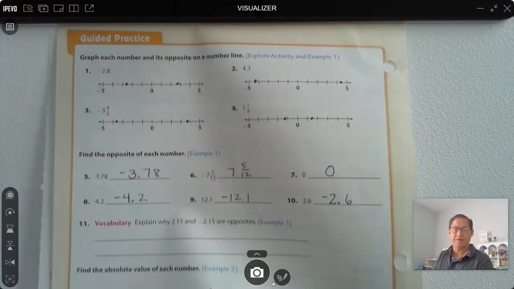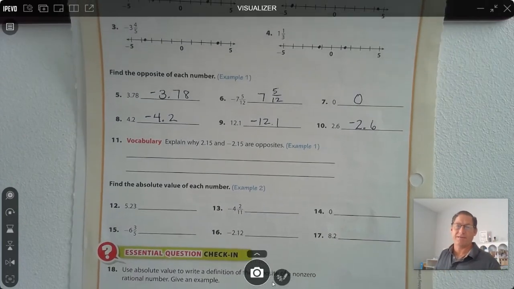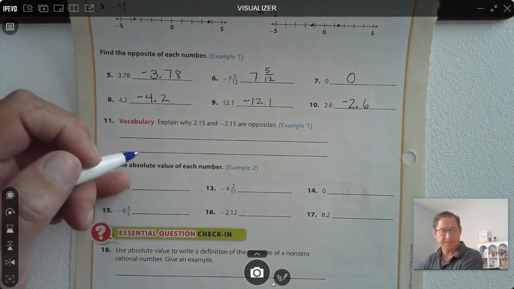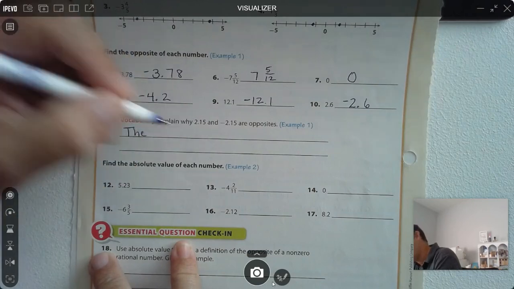Explain why 2 15/100 and negative 2 15/100 are opposite. Well, they're the same distance from 0, just on opposite sides of 0.